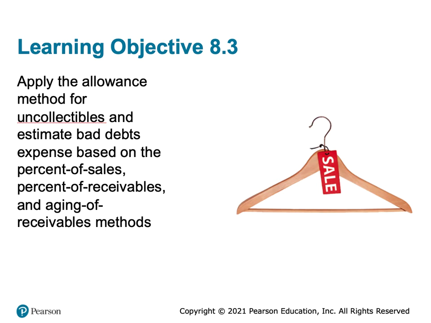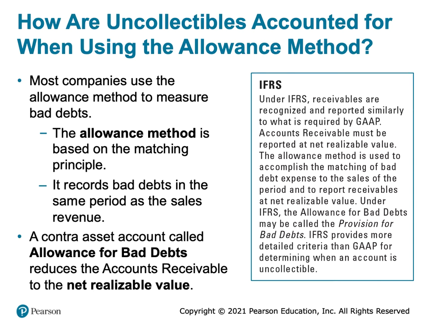Allowance method for uncollectibles and how to estimate bad debt expense based on the percent of sales, percent of receivables, and aging of receivables. I think I might actually break down each of those estimation methods into their own video rather than cramming it all into this one, but we'll see. So we already talked about the direct write-off method. Now we're looking at the allowance method.